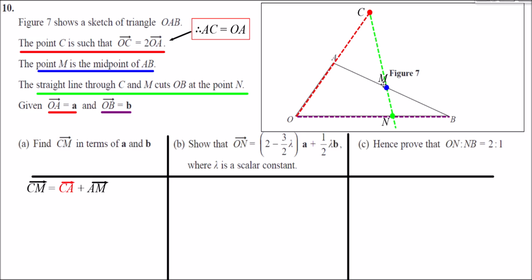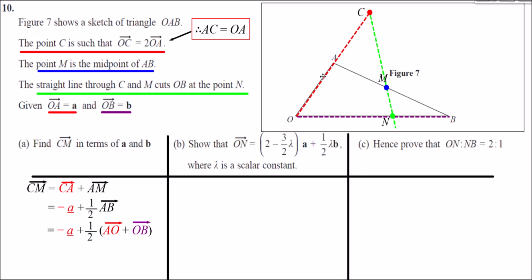So how could I go from A to M? Well, A to M is half of the distance from A to B. So AM is the same as half of AB. So I can fill this bit in. AM is the same as half of AB, and from C down to A, that's the same magnitude as vector A, but again in the opposite direction, so this is minus A. So AM, which is half of AB, how do I go from point A to point B? I'd have to go from A to O, and then from O to B. So I can replace AB with AO plus OB next.